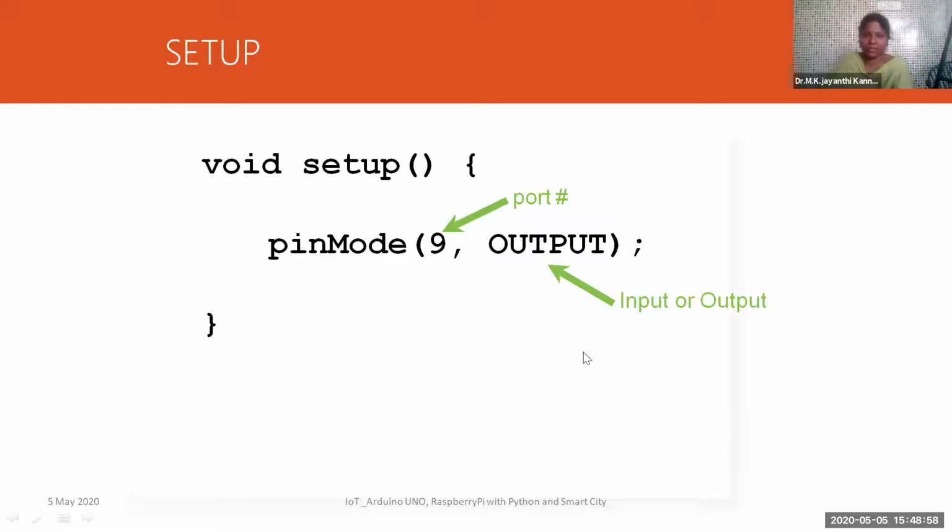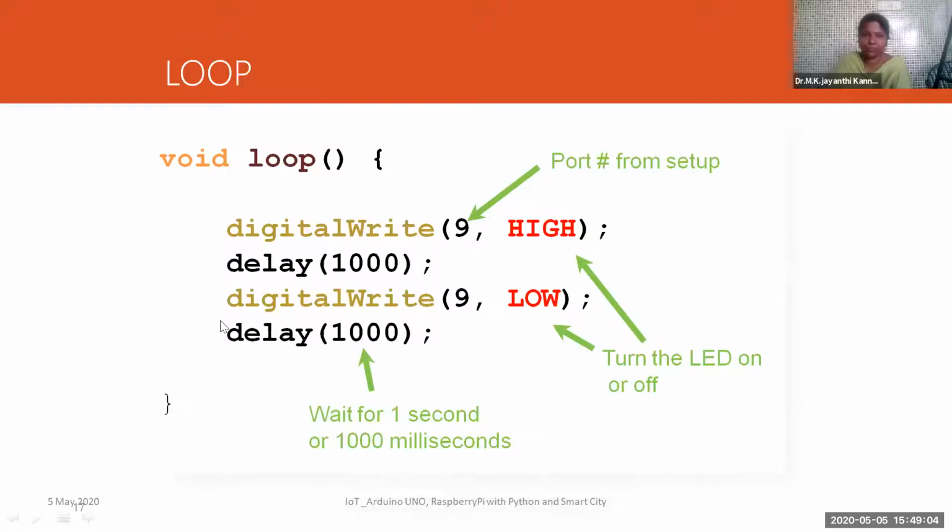The port number 9 is assigned as output. And if you take the loop function, it will look like this. Here we are using some port instructions, commands: digitalWrite 9, HIGH. Here the pin number 9 is set to high. Then we are introducing a delay of 1000 milliseconds. So it means a delay will be introduced in between one digitalWrite and another digitalWrite.